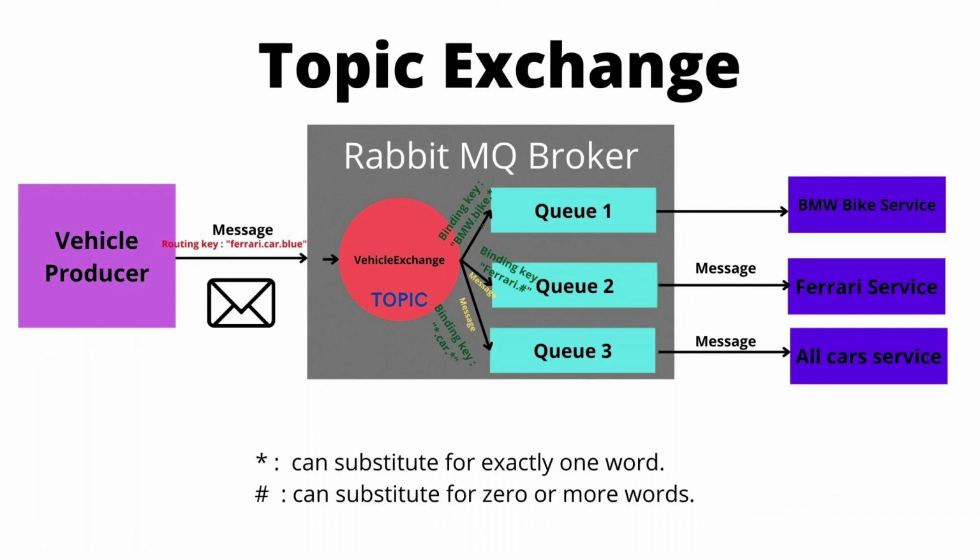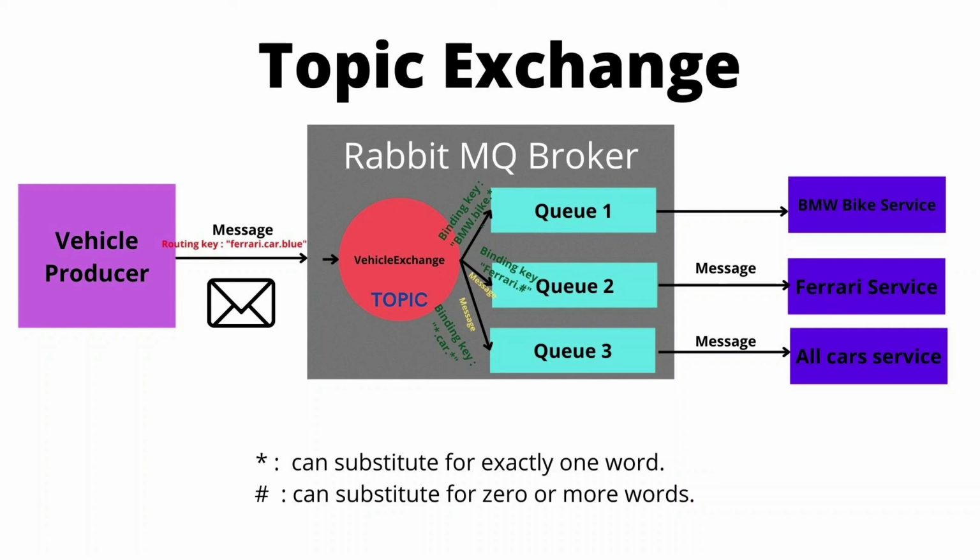Let's take a look at the actual value that we have in our routing key. In our case, we have Ferrari.car.blue. Let's take a look at Q1. The binding key is BMW.bike. We can see that the pattern does not match. We do not have BMW.bike in the routing key.